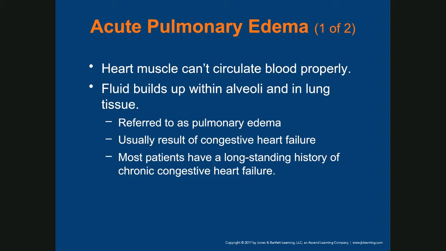All right, now acute pulmonary edema. Heart muscle can't circulate blood properly. Fluid builds up within the alveoli and in the lung tissue. Now, even though they're talking about the heart on this slide, one of the most common causes of acute pulmonary edema is going to be the inhalation of chemicals, right? So chemical inhalation causes acute pulmonary edema. Yes, Ms. Dennis?